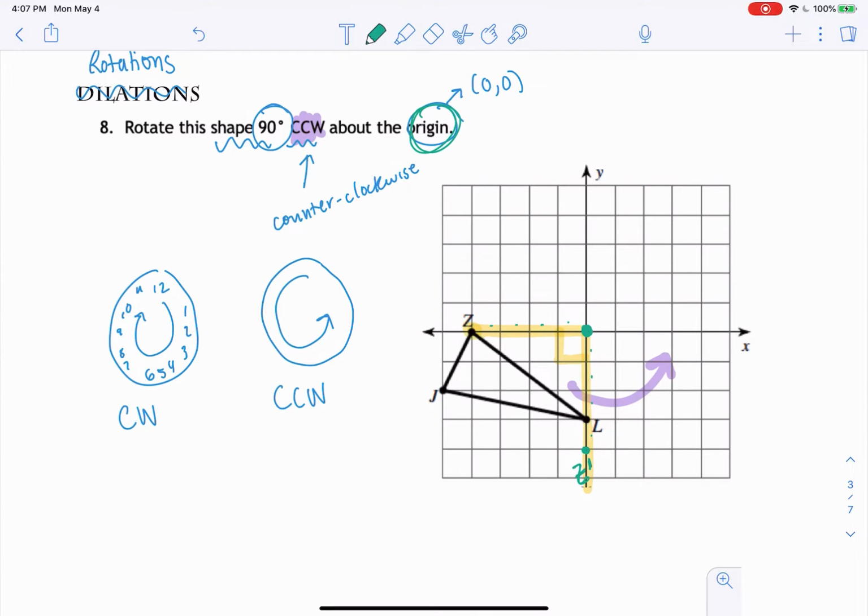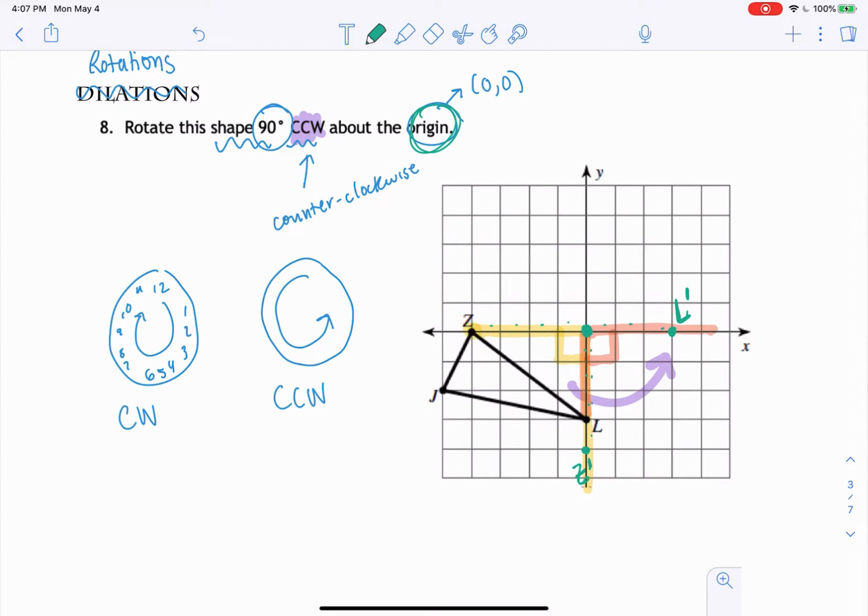I'm going to do a similar process for L. I'm going to highlight, going from L, move it 90 degrees. That's going to be in this direction. Here, that's a 90 degree angle. That's really nice. Okay. L is 1, 2, 3 spaces away, so it's going to be 1, 2, 3 spaces away. And this is now L prime.